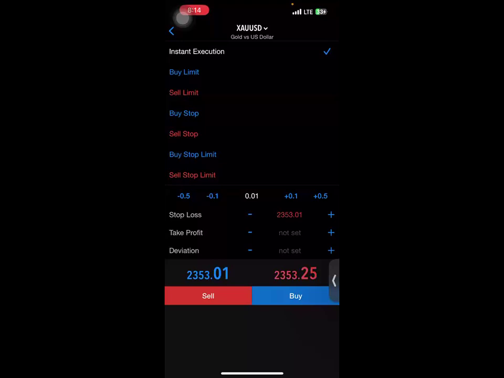All right. So the first one is the instant execution, which is the same thing as the market execution on your own. If you're only seeing market execution, it is the same thing. The second one is the buy limit, and then the third one is the sell limit. These are the 3 most important ones that you need. This is literally what we're going to be doing about 98% of the time.